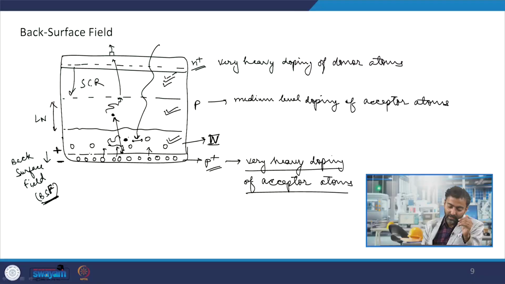Your back surface field, if your electron is wandering here aimlessly and coming near the border of the P and P plus region, this BSF will push it away and propel it back to where it belongs, towards the space charge region and towards the N plus emitter. So that's the back surface field, or BSF, in action in the solar cell.